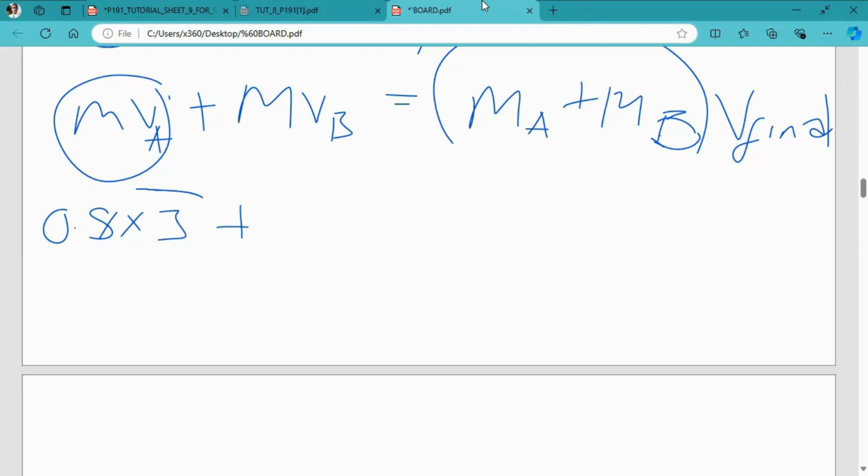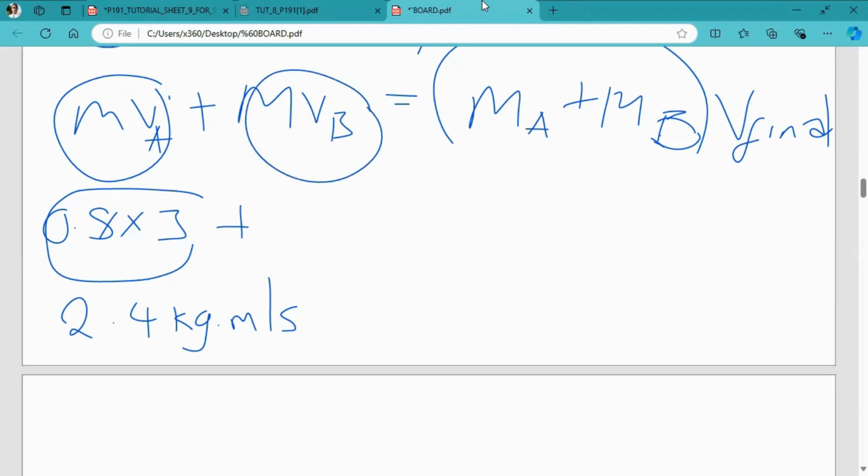So let me calculate this guy first. I'm going to find that the momentum of the first object is 2.4 kg meter per second. Then what about trolley B? Trolley B was at rest, so whatever the mass is, 1.6 kg, the velocity of this object is 0. Why? It's because they said it was stationary, so that means it's a plus 0. So I'll say 1.6 kilograms multiplied by 0 meters per second, which will still give me 0.